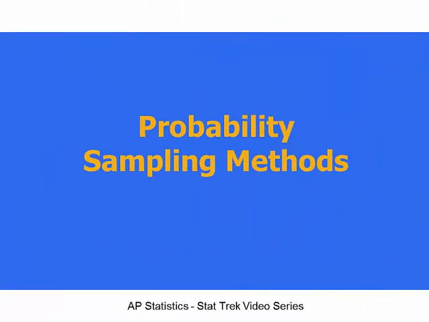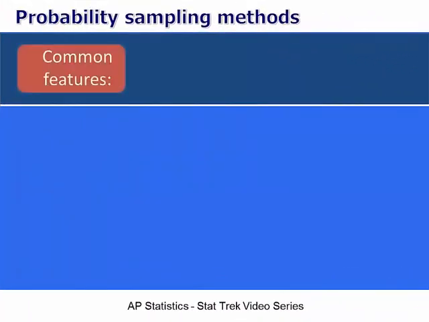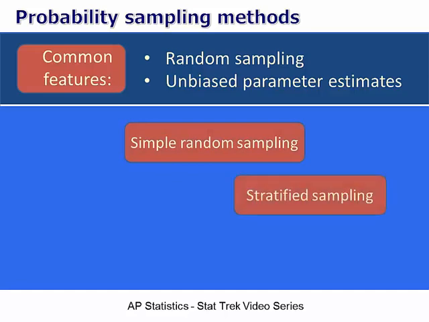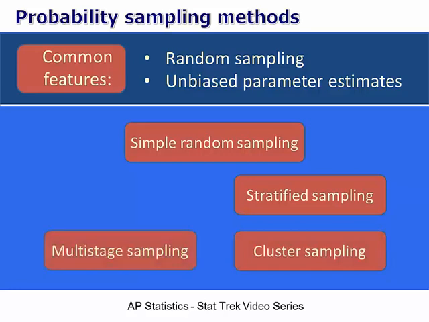Probability sampling methods overcome some of the analytical problems with non-probability sampling methods. Probability sampling methods have two common features. They rely on random sampling and they produce unbiased estimates of population parameters. The main types of probability sampling methods are simple random sampling, stratified sampling, cluster sampling, multi-stage sampling, and systematic random sampling.